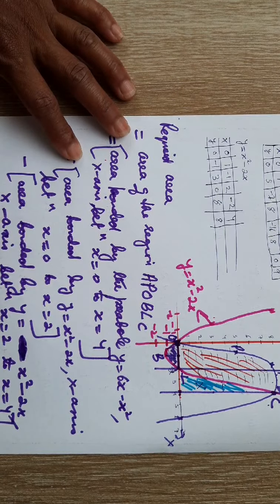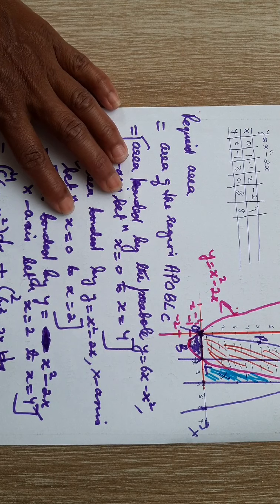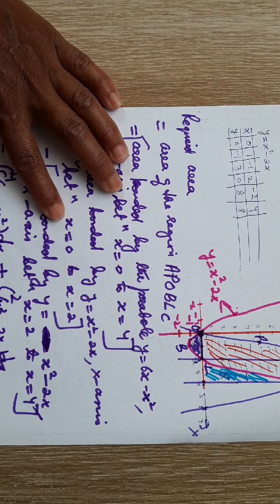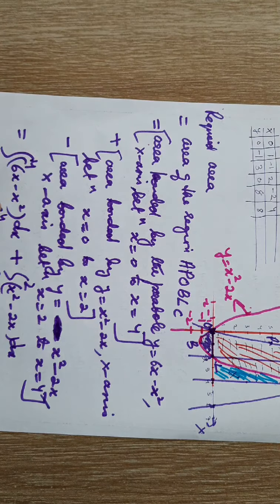The x-axis between x is equal to 0 to x is equal to 2. So it will be integral 0 to 2. What is y? It is x square minus 2x dx minus the area bounded by this curve, that is this blue region here. So it is bounded by the curve y is equal to x square minus 2x. So it will be integral 2 to 4 x square minus 2x dx. So this is the required area of the region, that is this region APOBLC. So it is a simple integral only.